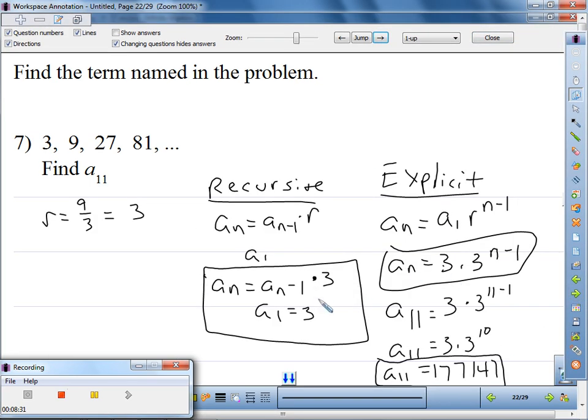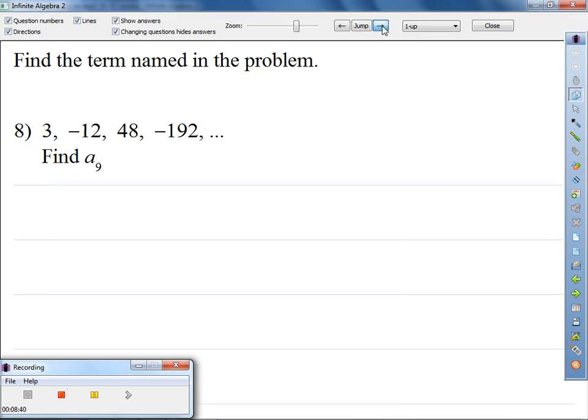Now, again, we have an explicit formula and a recursive formula for that one. Alright, so let's go ahead and look at 8.